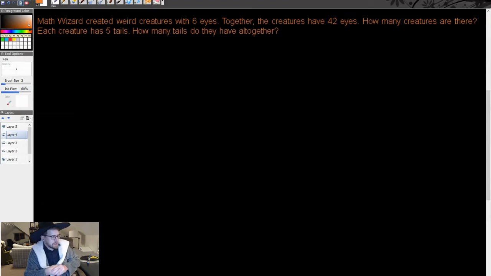Okay, so reminder that all my math word problems are purely hypothetical and have no bearing whatsoever on reality. So, hypothetically, let's say that I created some creatures with 6 eyes. And when I peek downstairs into the dark, I see 42 glowing eyes. How many creatures are there? Also, they each have 5 probably not poisonous tails. And then how many tails do they have altogether?